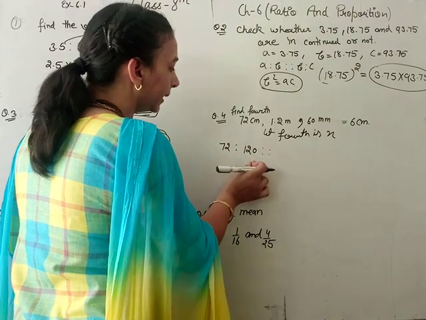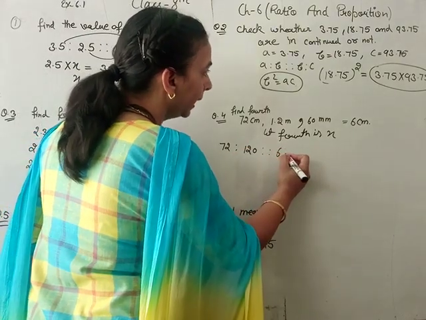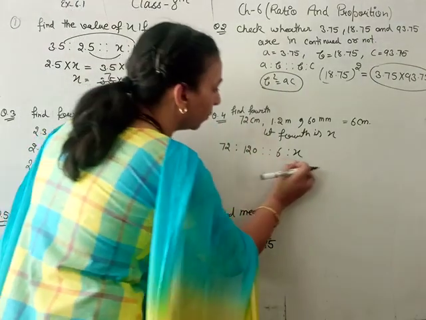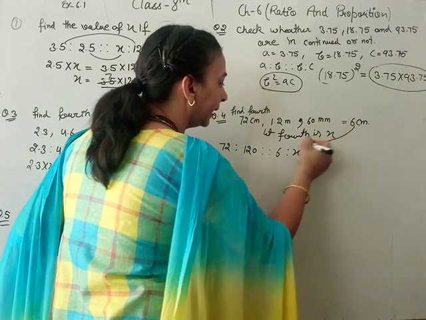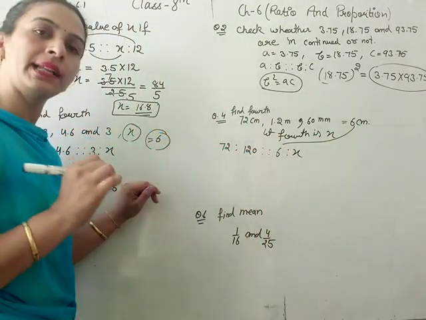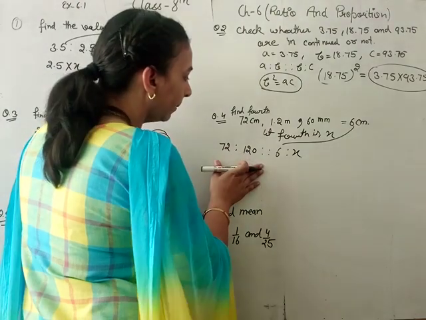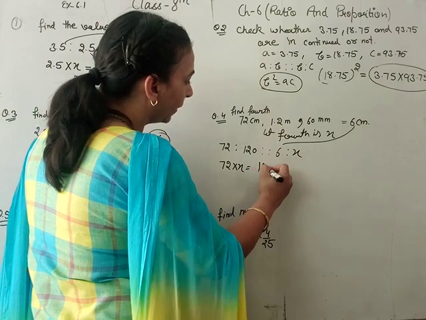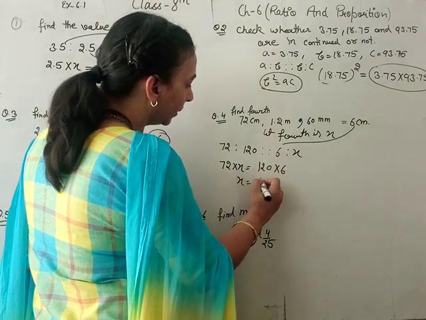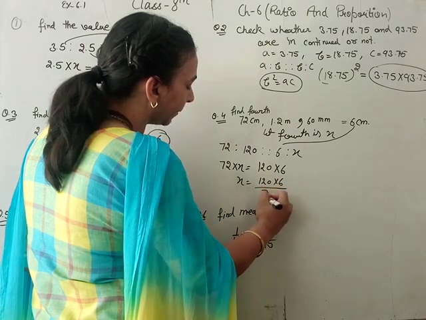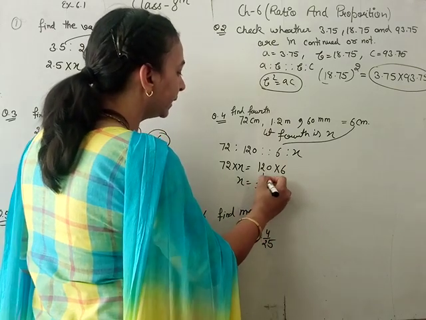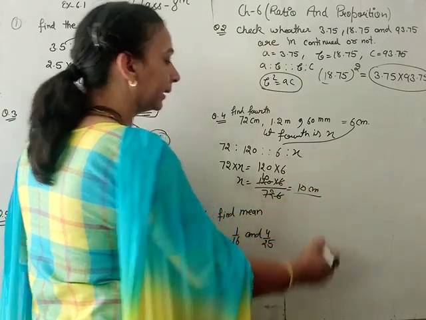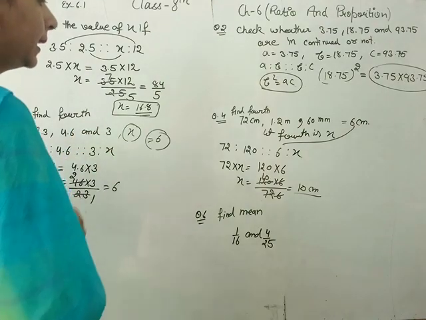This is in centimeter, this is also in centimeter, and this is also in centimeter, 6. Then the fourth is also in centimeter because these both are the same. If we take this in centimeter, then this is also in centimeter. Our answer is also in centimeter. Then the product of extremes, 72 multiply x, equals the product of means, 120 multiply 6. x equals 120 multiply 6 by 72. Then 12 and 1, 6 cancel, then 10 and 10 centimeter. Okay, student, this is 10 centimeter.